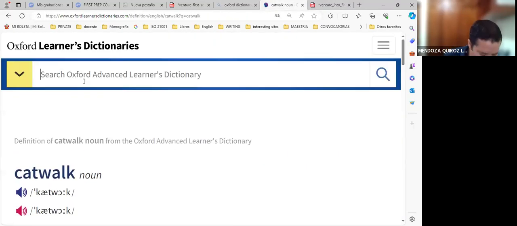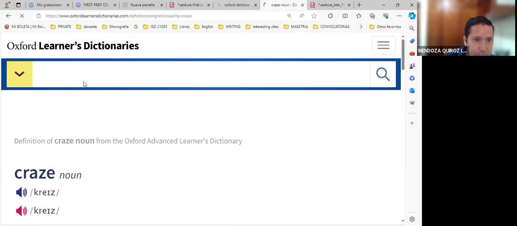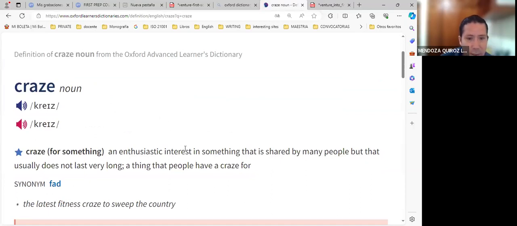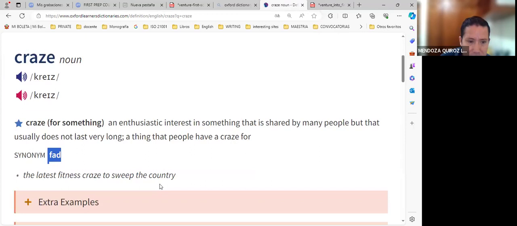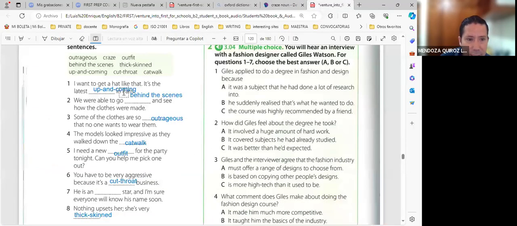I think, yeah, let's see. Craze: enthusiastic, interesting, something that is shared by many people, but that usually does not last very long. A thing that people have a craze for, like a fad, a fashion, that is temporary. The latest fitness craze. It's the latest craze.